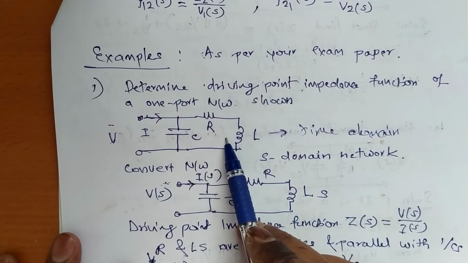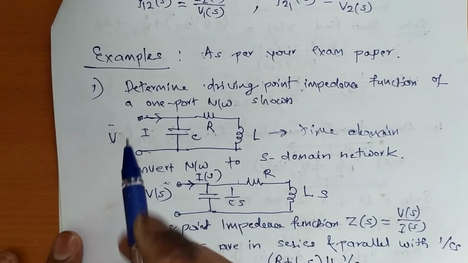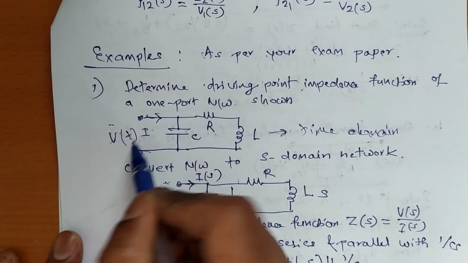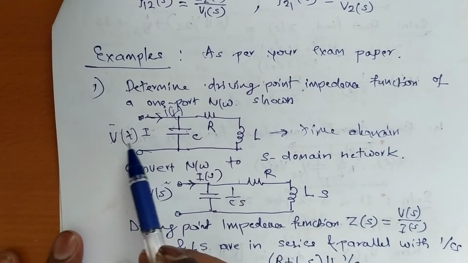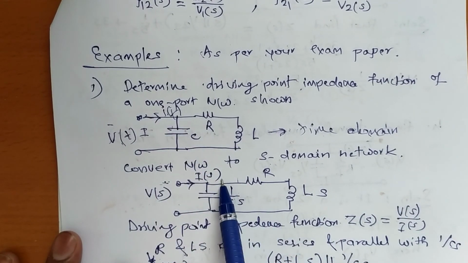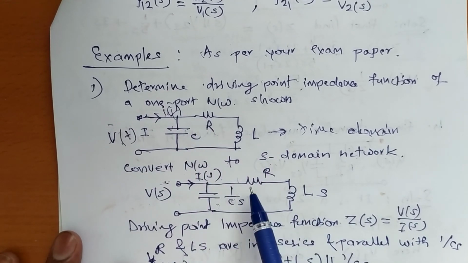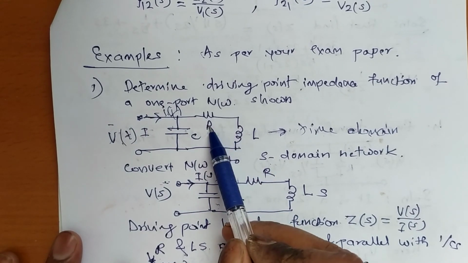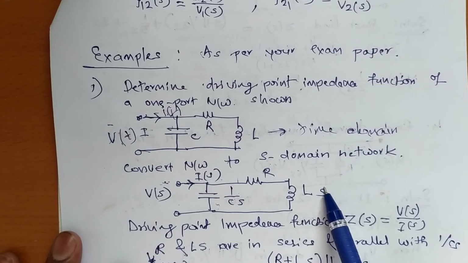Now, the first job is to convert this into the S domain. Here actually it is V of t, and this current is I of t. But when I convert this, I will take this as V of S and this current as I of S. Now, what changes did I make in the second network? C in the S domain becomes 1 by Cs. R will be R in the S domain, but L becomes L into S. So S is a complex variable.